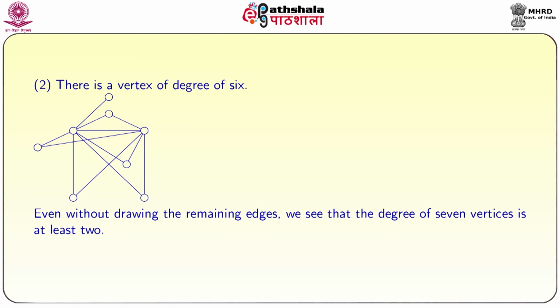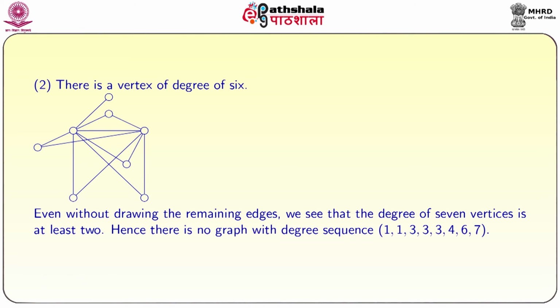So, even without drawing the remaining edges, we see that the degree of 7 vertices is at least 2, and in total there are 8 vertices, so till now only one vertex is of degree 1, but in the degree sequence given to us, there are 2 vertices of degree 1. So, that is not going to happen. So, we cannot have a graph with this degree sequence.